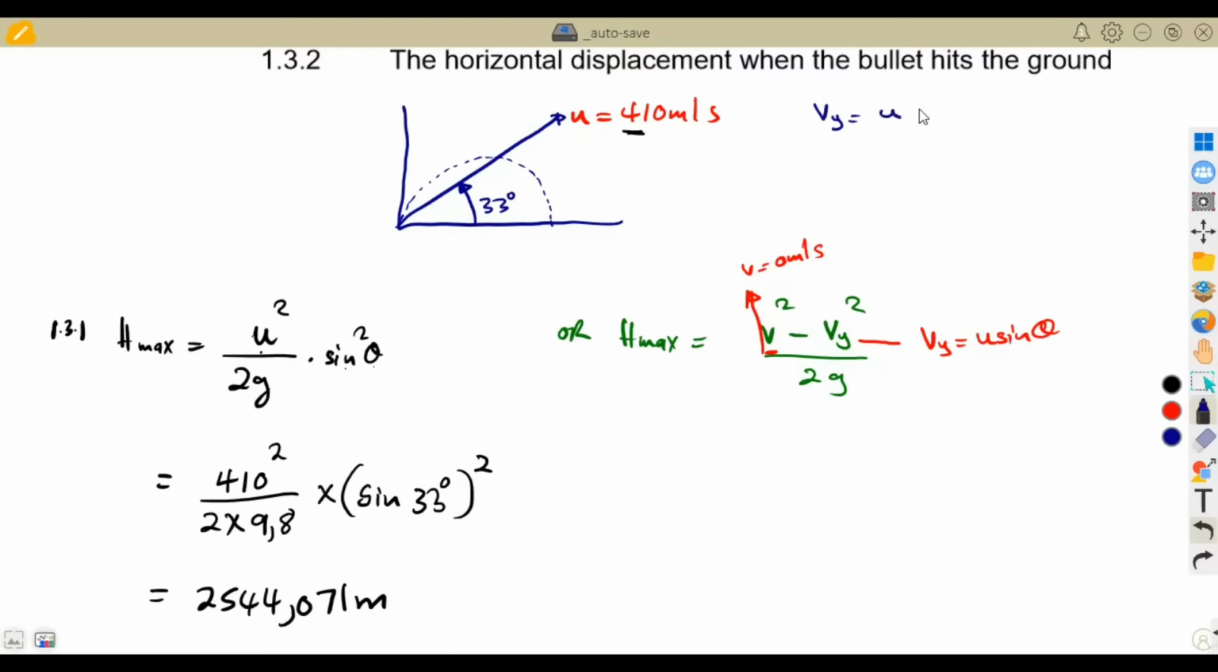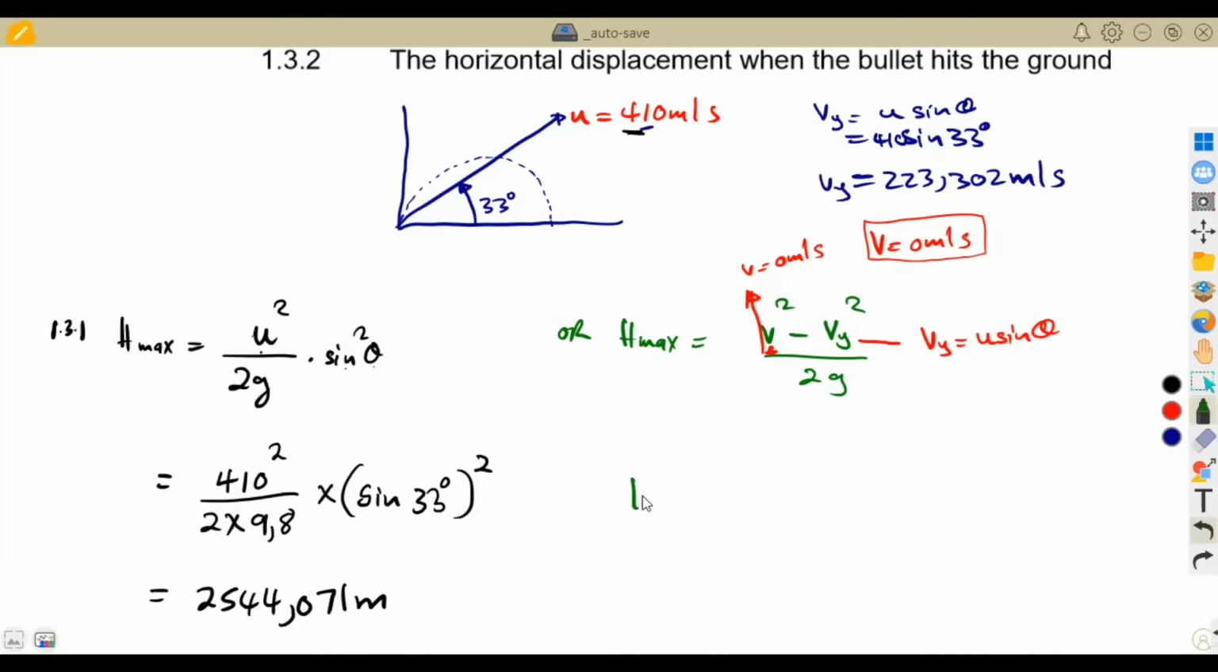So let us just calculate this aside, then we substitute into the formula. So Vy is equal to u sine theta, which is 410 sine of 33 degrees. There you are going to obtain something like 202.302 in meters per second. We are talking about the velocity there. But if we are talking about the final velocity on a projectile concept, the final velocity will be at 0. There will be no movement at the final velocity, meaning to say our v, which is the final velocity, will be at 0. So that means we can calculate our H max.